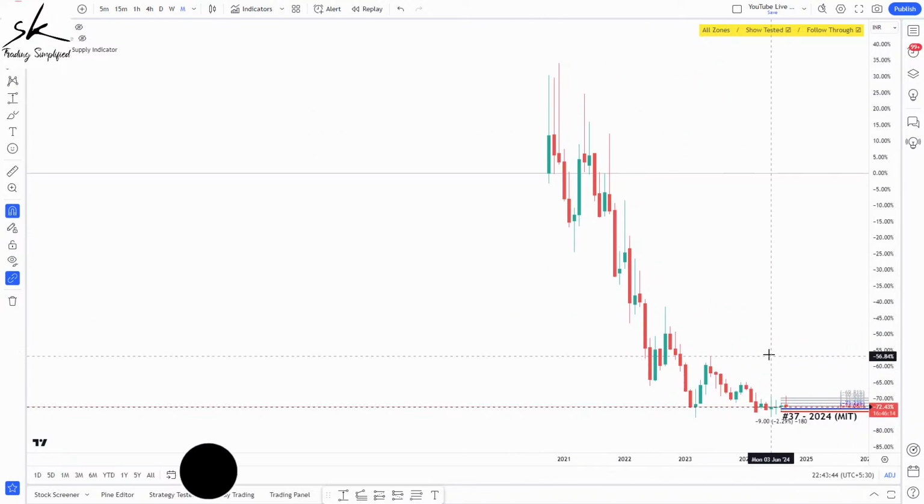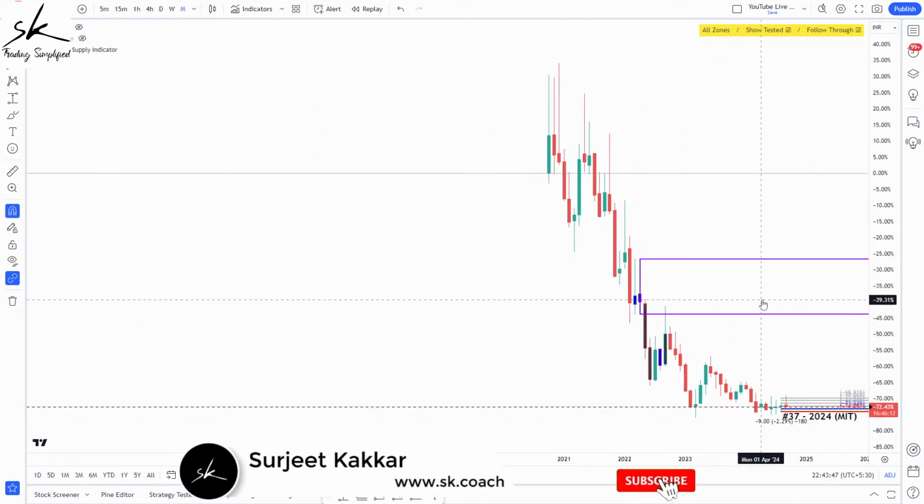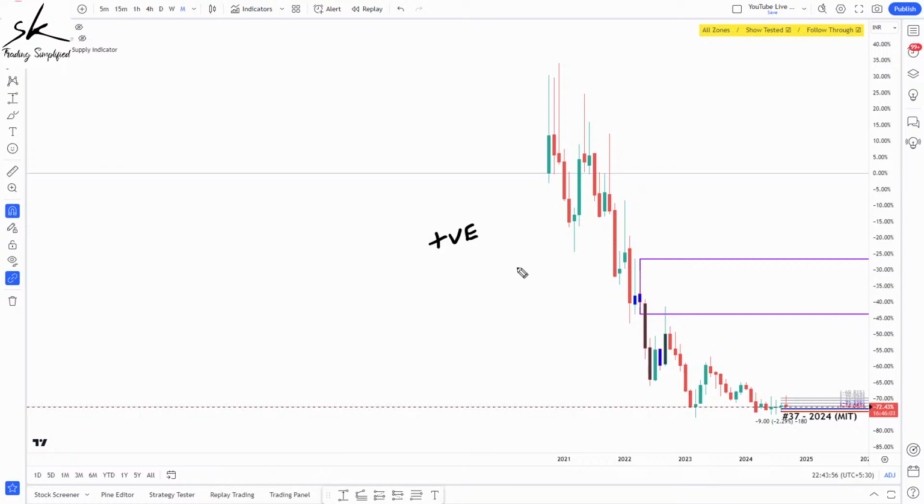So we know that if this is a symbol which is making all time lows, that implies it is a weak script, right? So what I want to do is, before I start buying it, I would like to see some positive factors that are supporting me to go ahead and start planning a long trade. And what positive factor do I look for?